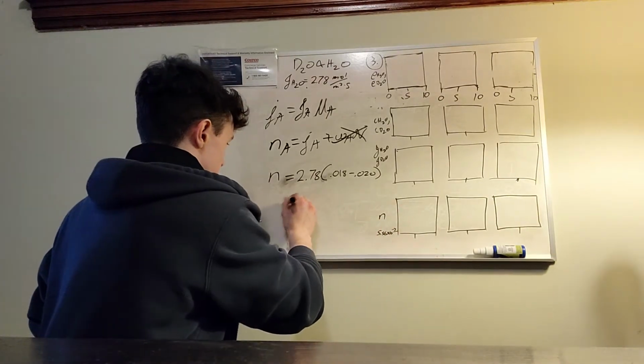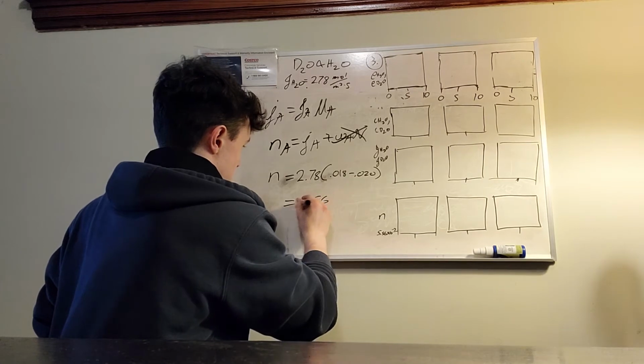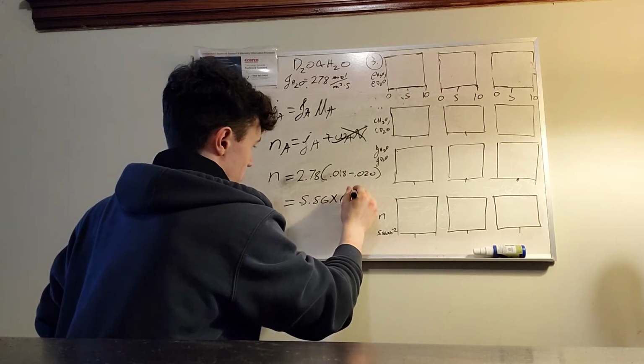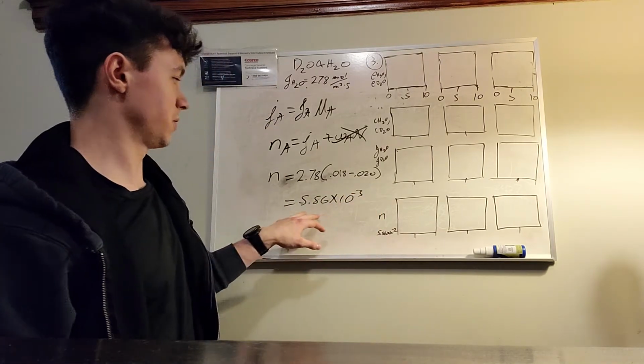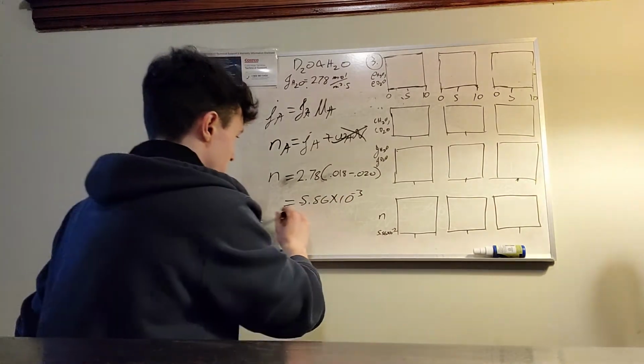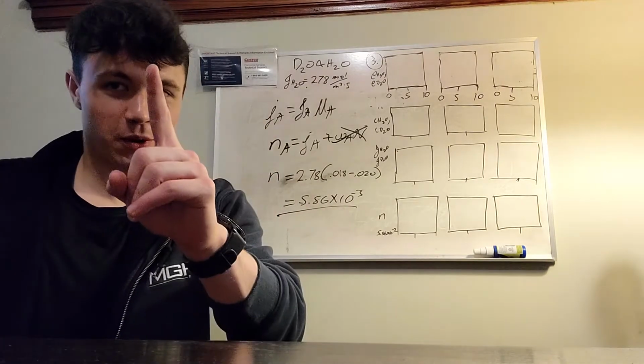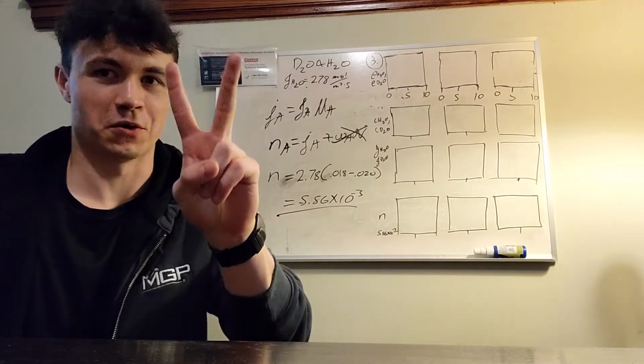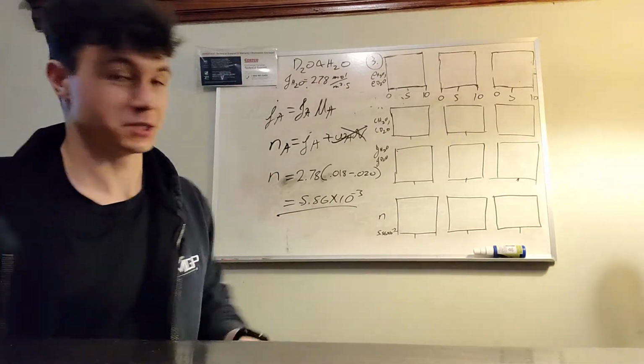And so we get total mass flux is equal to negative 5.56 times 10 to the negative third. So that's the first part of the question. Now comes the second part of the question.